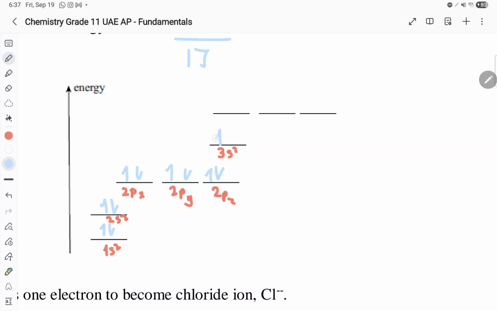Then here you have 3s2. It's going to be up, down. And then you have 3px, 3py, 3pz. And since it's 17, so far here you have 4, here you have 10, here you have 12. You need 5 more. So it's going to be up, up, up, down, down.